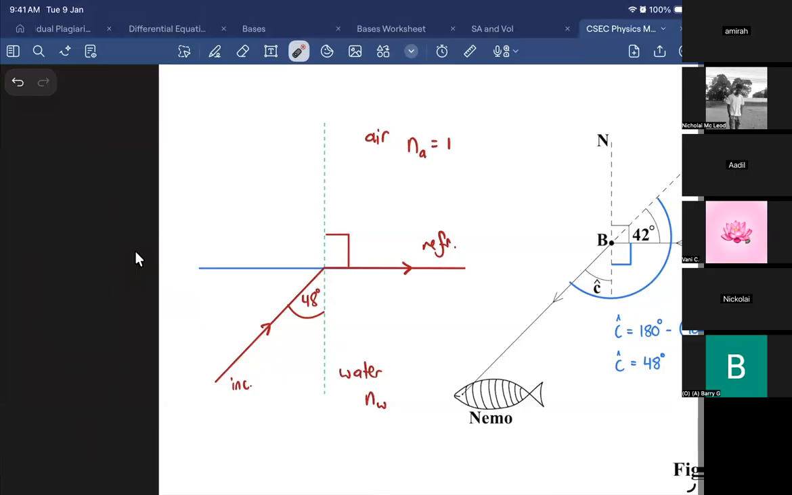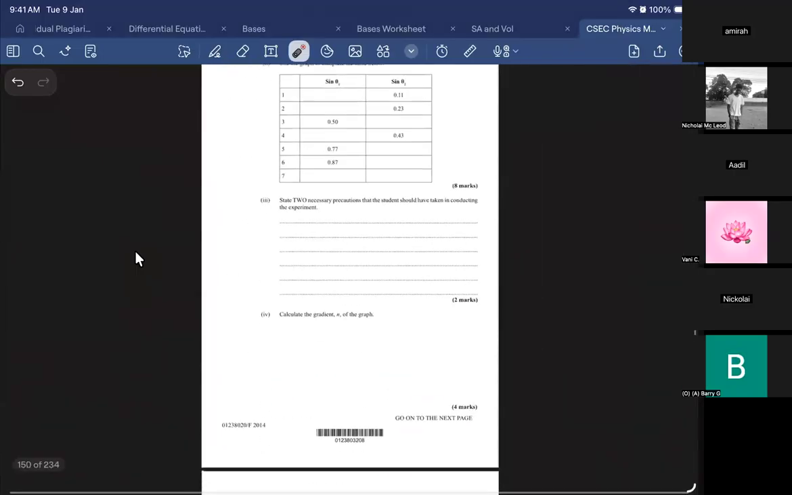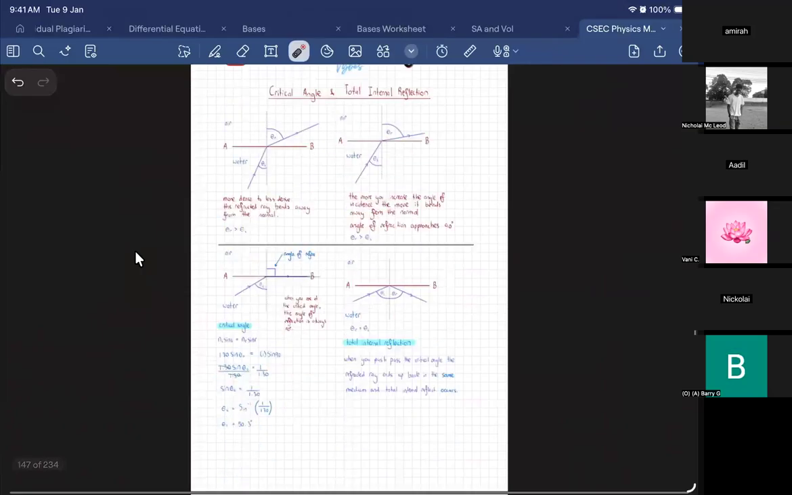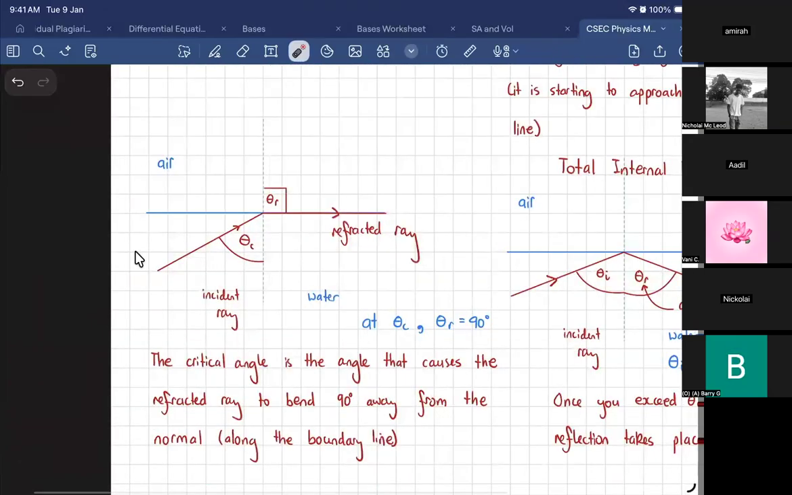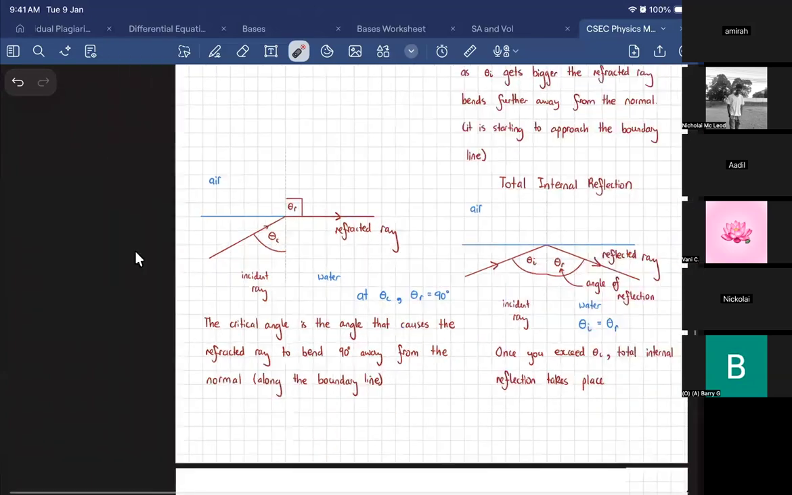90 degrees. Right. Check back the notes. We know that. Check it out here. So the critical angle is the angle that causes the refracted ray to bend 90 degrees away from the normal. So at the critical angle, the angle of refraction is 90 degrees.